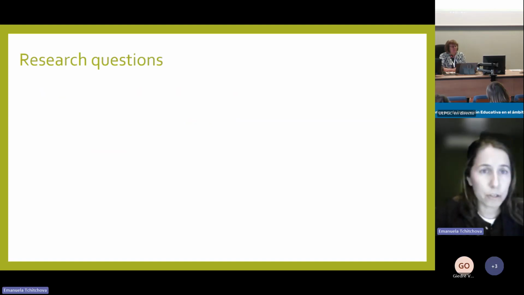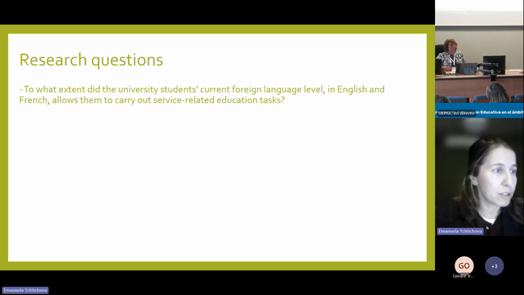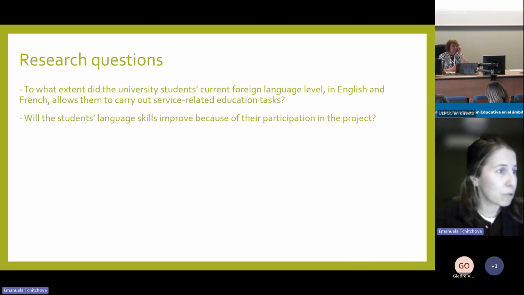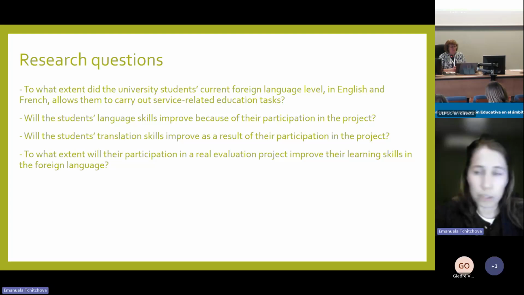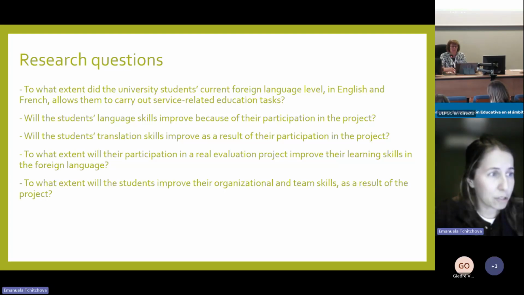Here are our research questions. We wanted to see first the extent to which the university students' current foreign language level in English and French allows them to carry out service-related education tasks. Next, we wanted to know if the students' language skills and translation skills would improve thanks to their participation in the project. Further on, we examined the extent to which their participation in a real evaluation project improves their foreign language learning skills. And lastly, the extent to which the students improve their organizational and team skills as a result of the project.